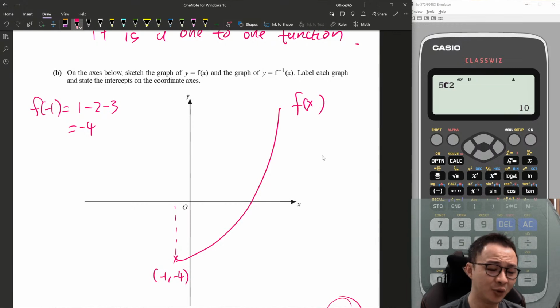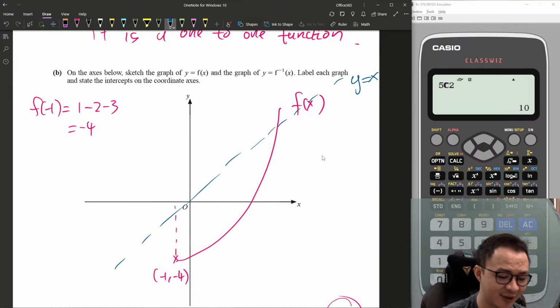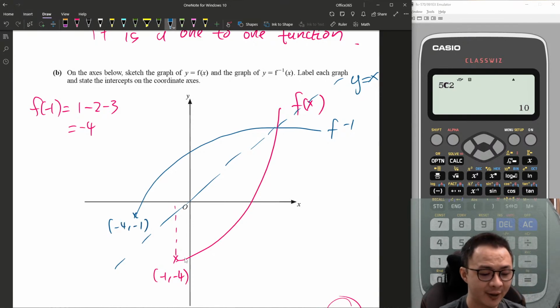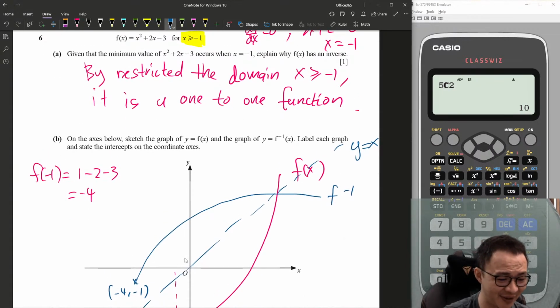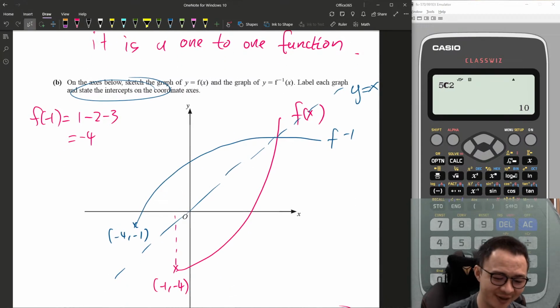So right now I want to do the inverse function. The inverse function will reflect at the line y equals x, isn't it? They will reflect at this line y equals x. So this point will go to here. Okay, so the graph will be like this. This is f inverse. What value is this? This one will be (-4, -1). And then, depending on whether you want to find the x-intercept or not, does the question say about intercept? Yeah, state the intercepts, right? So, a lot of work here. So let's do the x-intercept and y-intercept for both.